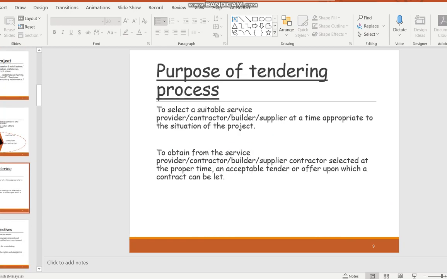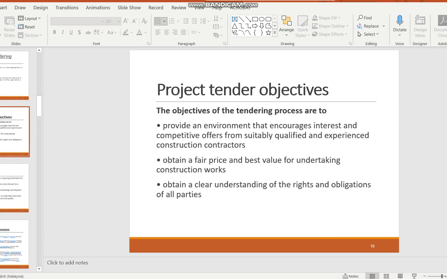So what is the purpose of tendering? You really want to get the best value service from the service provider, from the contractor, from the supplier. You want to get the best price. You want to put them in a competitive environment to offer the best value for the work to be undertaken. Also, it's a part where you put out all your terms and conditions and get your service provider to understand them beforehand, so they're coming in with eyes open, so there's no reason for dispute later. So that is the purpose and object.